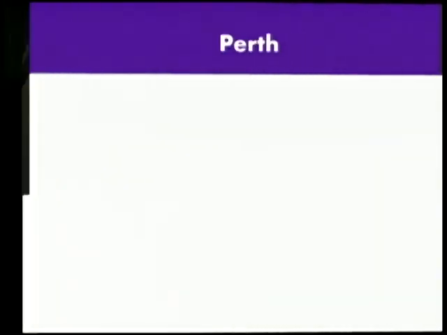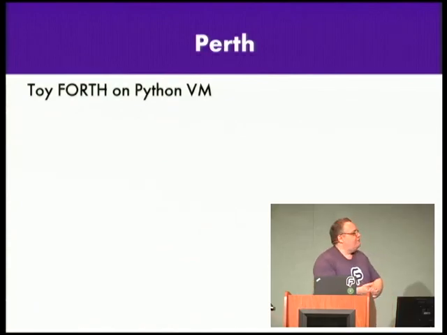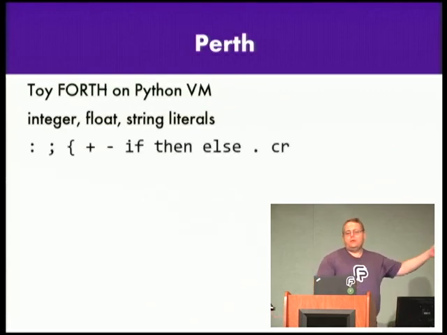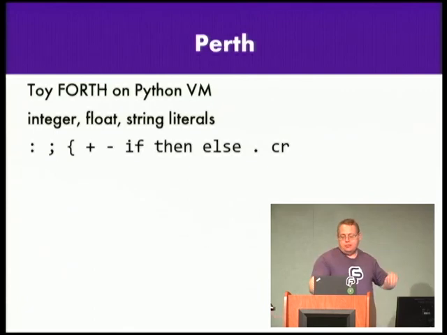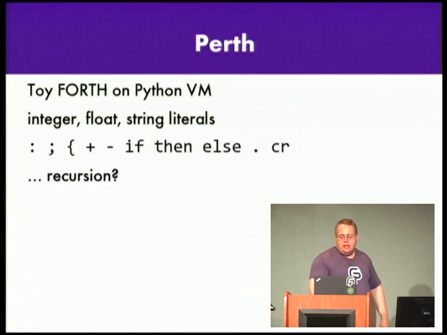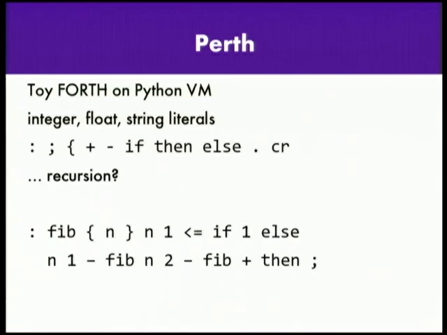So this, as promised, is another terrible idea of mine. Perth is a Forth interpreter written to the Python VM. It's really a toy. It's absolutely useless. It doesn't work properly for hardly anything. But it does implement integers, float, and string literals. It implements the following words right now. That's the Forth concept of a word. It does not implement recursion, which is my main problem with it because I will not be satisfied until it can run a Fibonacci generator. You don't have a real language until you can do Fibonacci. So by the end of the sprints, this will work, but it doesn't work right now.